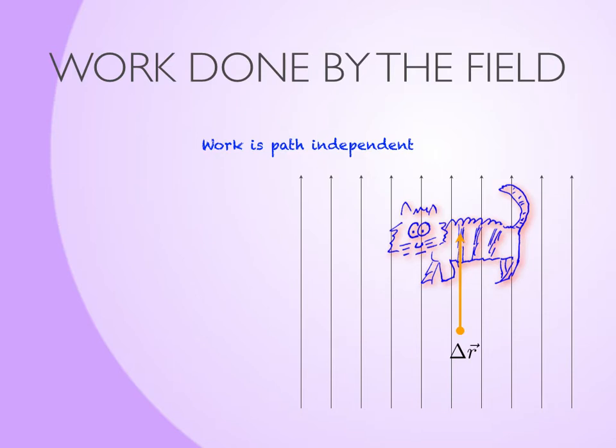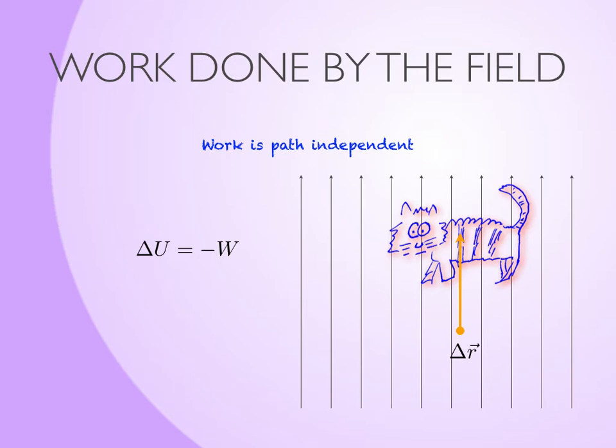And in fact, if I close the path and bring the cat back to where he started, the total work winds up being 0. If work is path independent, then we can take this force and refer to it as a conservative force, and conservative forces lead to conservation laws and potentials. So I have a potential energy, delta U, which is the negative of the work done.